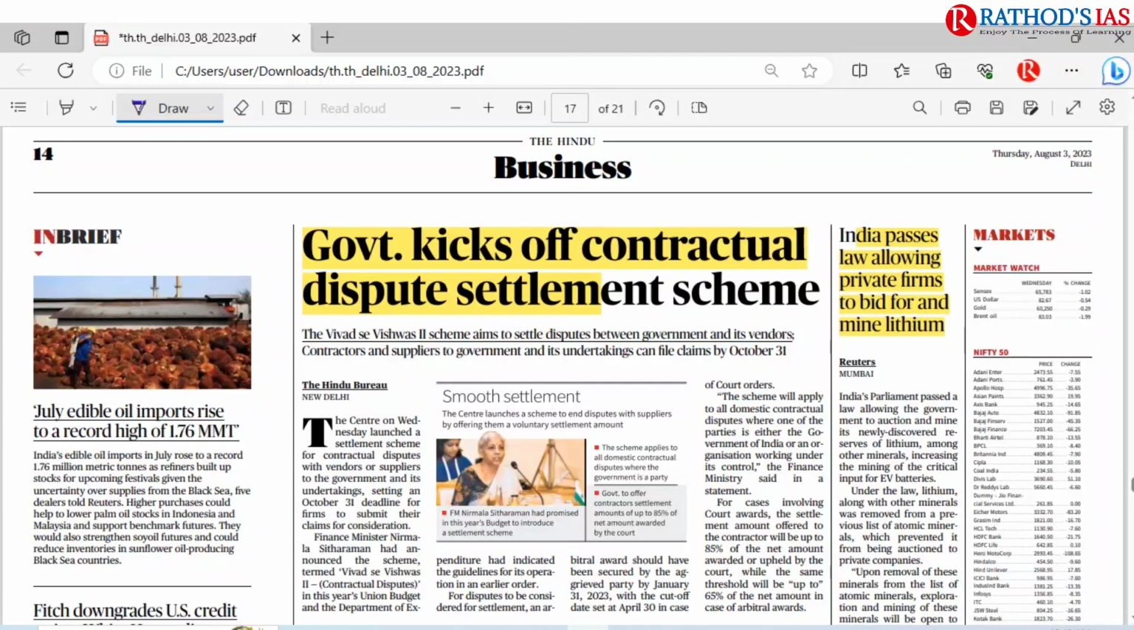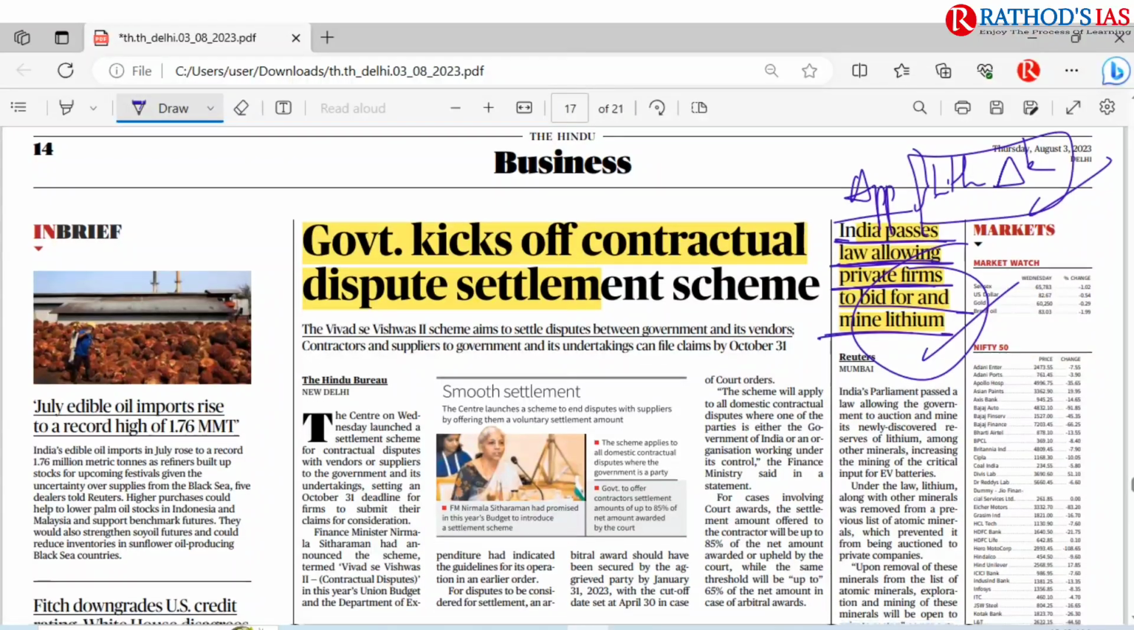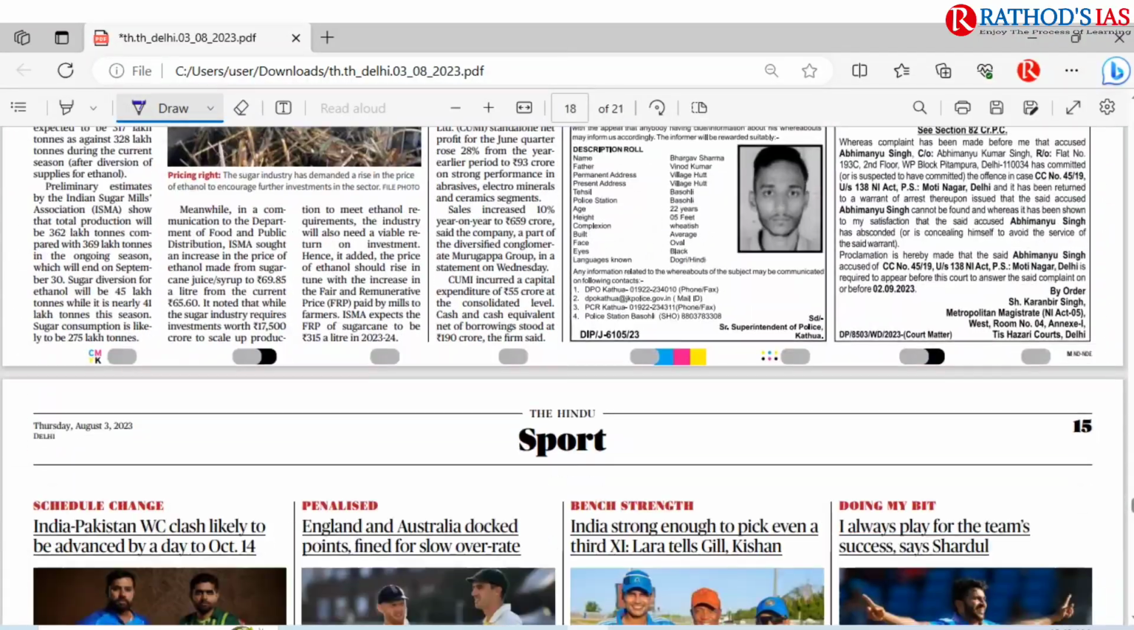And next, I discussed this Vivad Se Vishwas 2 scheme, and one more article is important here: India passes law allowing private firms to bid for and mine lithium. So you have to see the applications of lithium, where it can be used, and you have to see what this lithium triangle is, where it is located. So please let me know the countries which come under this lithium triangle. And these are some important articles that appeared in today's Hindu newspaper.